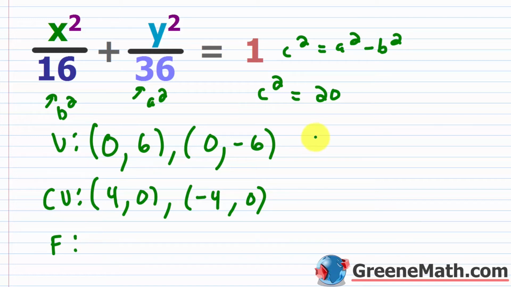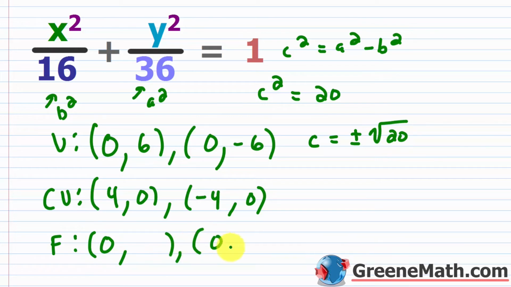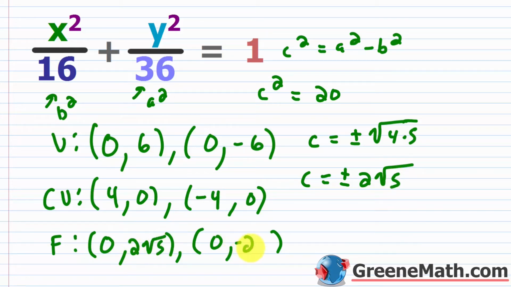So I'm going to say that c is equal to plus or minus the square root of 20, just to get these coordinates. So it's going to be 0, comma, whatever that is, and then 0, comma, whatever that is. If you simplify it, c equals plus or minus the square root of 4 times 5. And 4 is a perfect square, so that's 2 times 2, so you can pull that out. So plus or minus 2 times square root of 5. So you have 2 times square root of 5 and negative 2 times square root of 5.